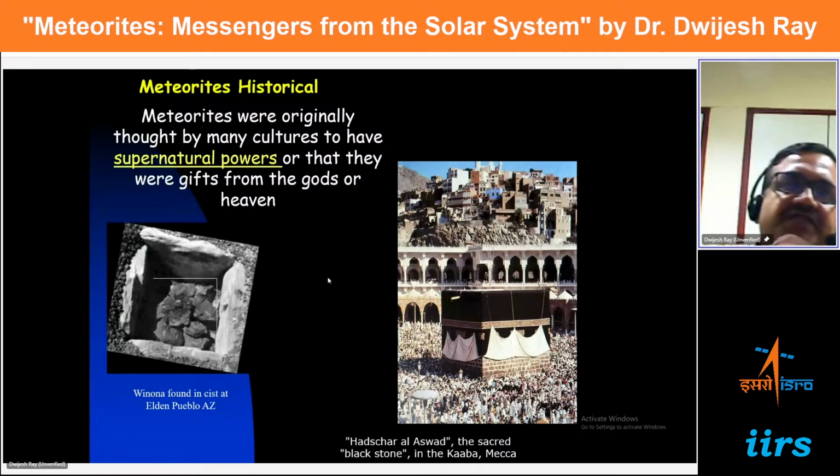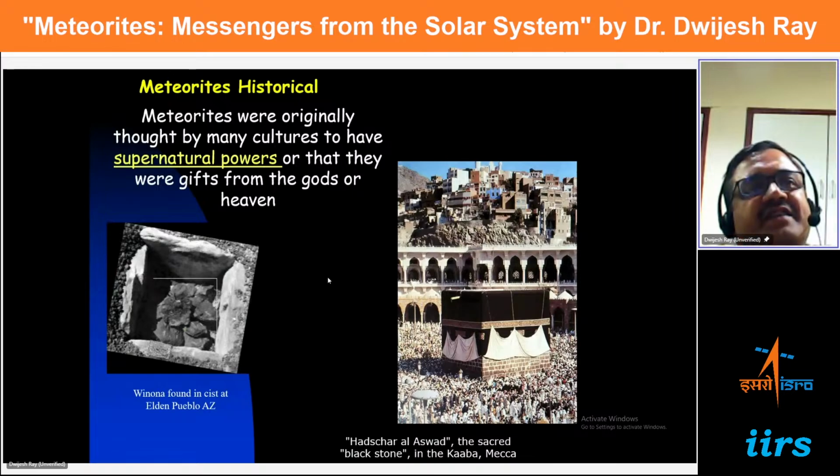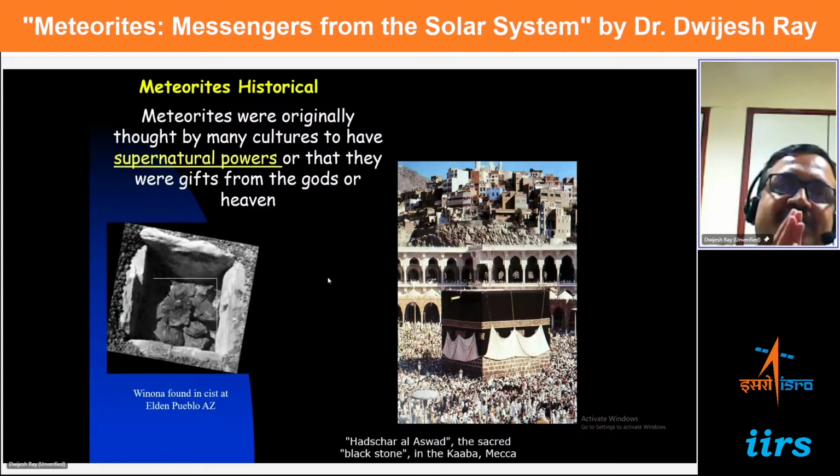So how about the history of meteorites? As I already told earlier, the belief was that it's a gift from the gods, and it also involves some supernatural powers. Even in Mecca, the black stone in the Kaaba was also believed to be a meteorite. But later on, scientists investigated and found that this is not a meteorite.